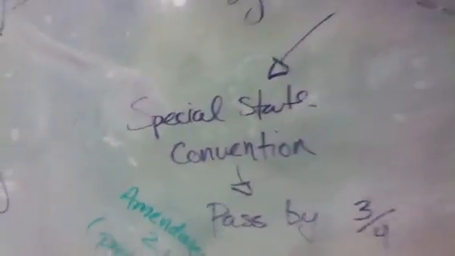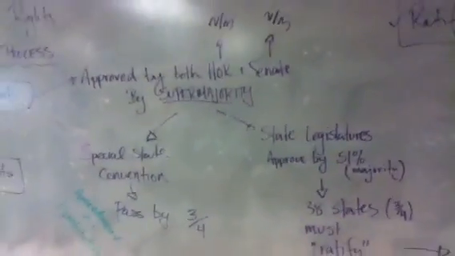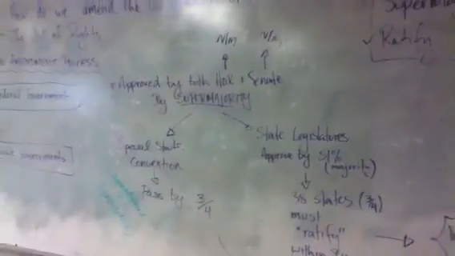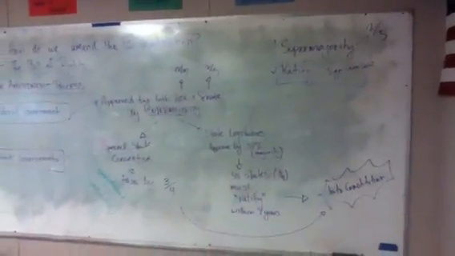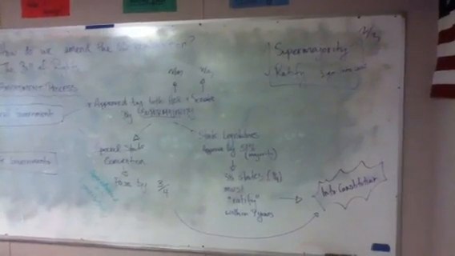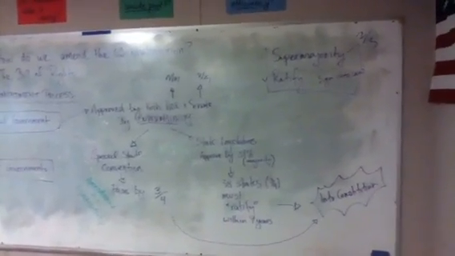Amendment 21 repealed Prohibition, basically means it overrode it. Prohibition was the 18th Amendment. They needed the 21st Amendment to basically just say that the 18th Amendment was null and void.